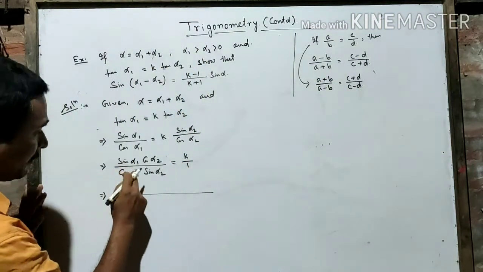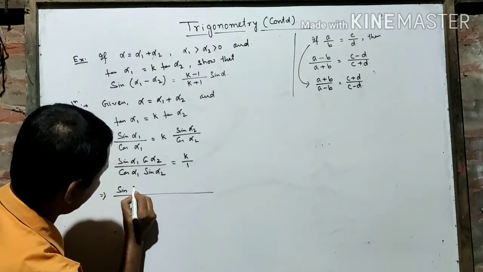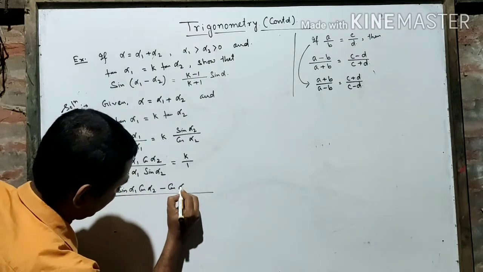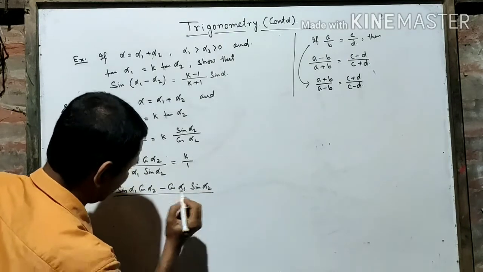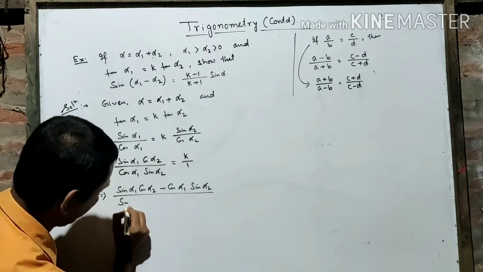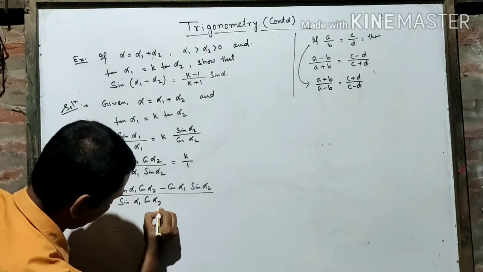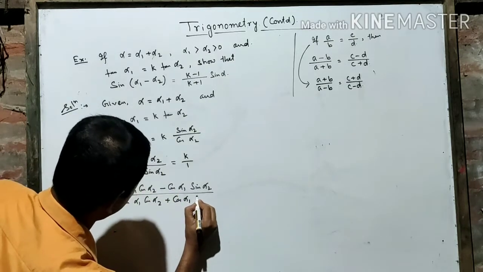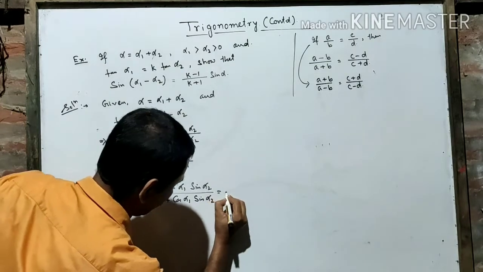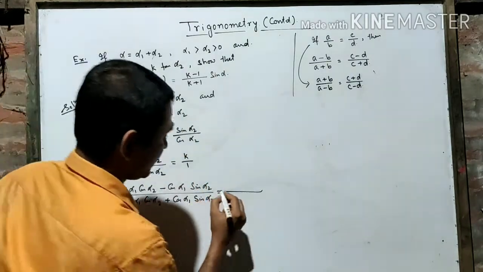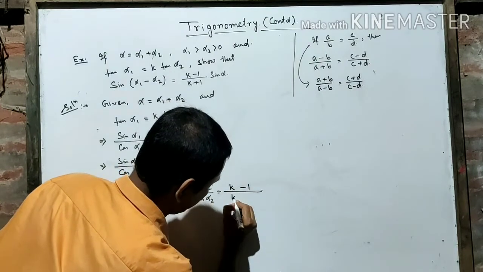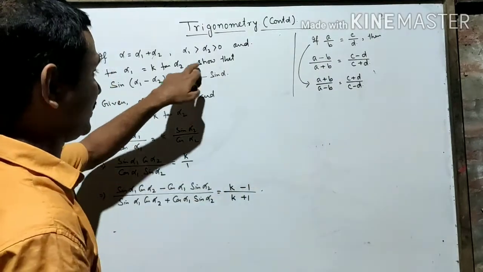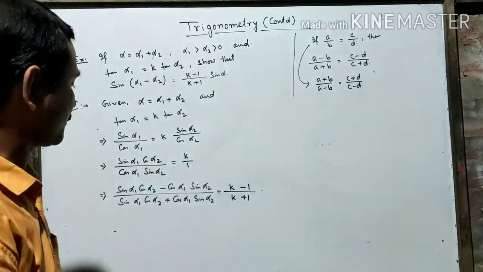So A by B. So here will be A minus B divided by A plus B is equal to, this is C, this is D. C minus D by C plus D. So this is the thing, you got it from the question. This thing is taken from the question.